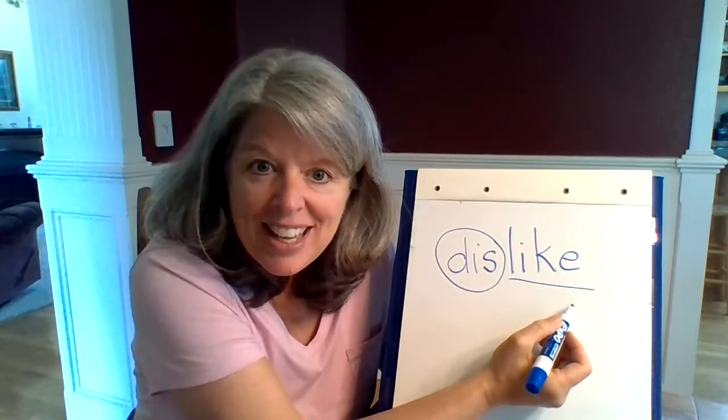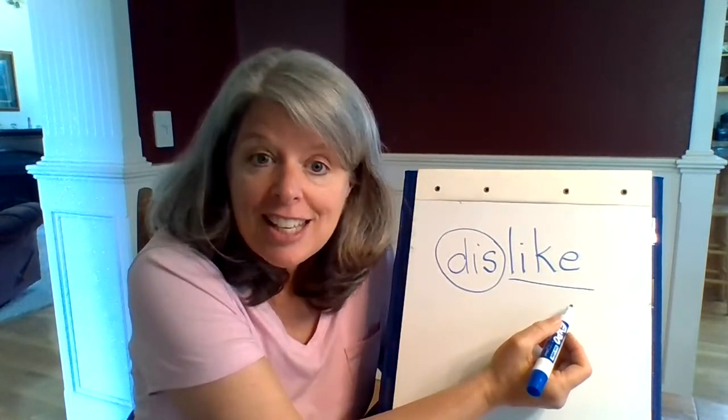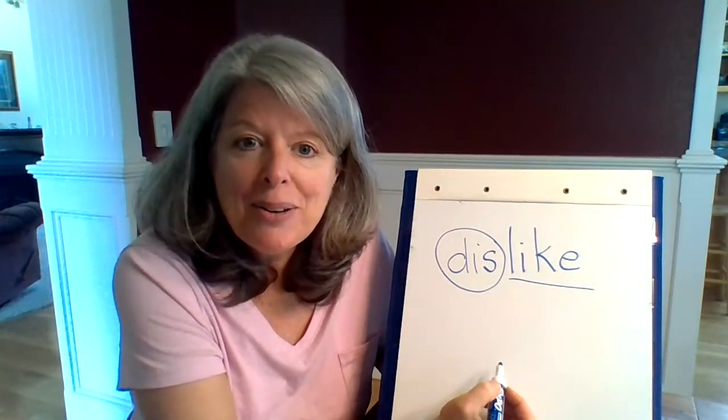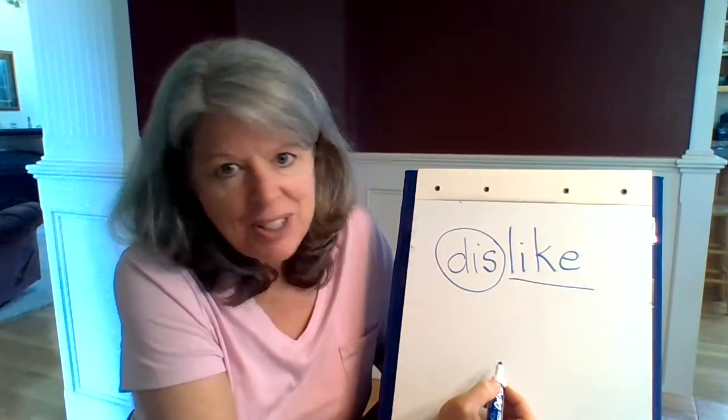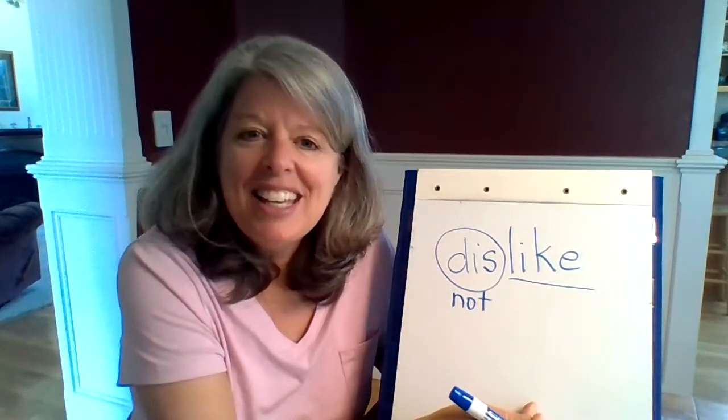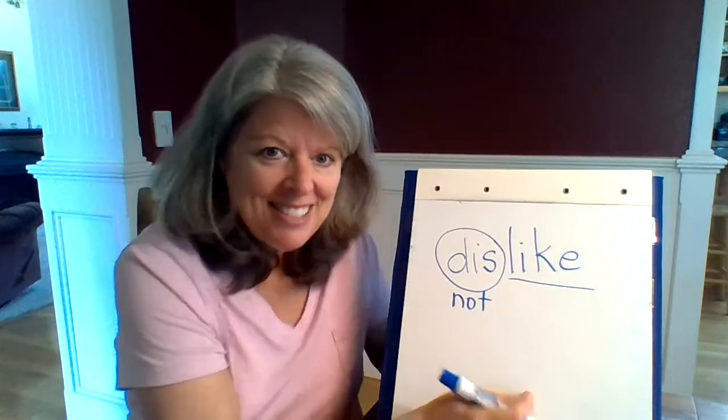Well, you know what it means to like something. You enjoy it. But the prefix dis changes the meaning. Dislike means that you don't like it. You don't enjoy it. Dis means not. Just like un meant not. Yep.